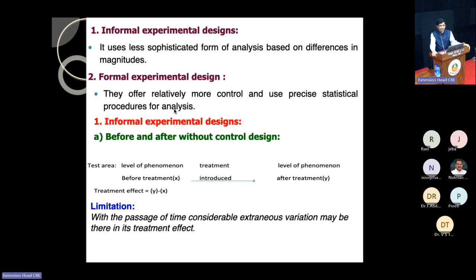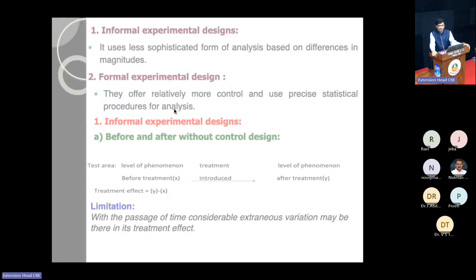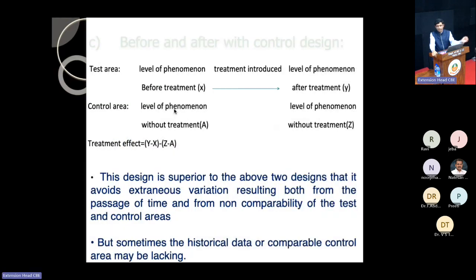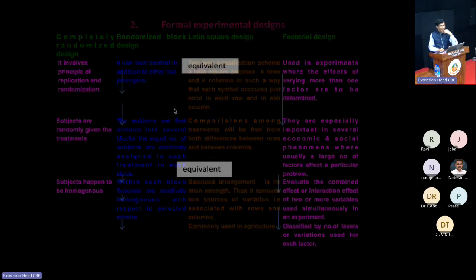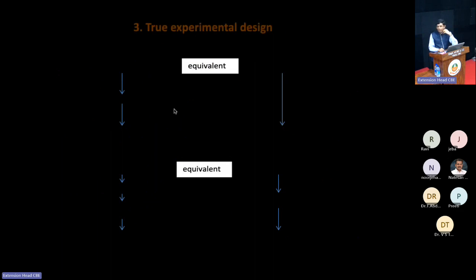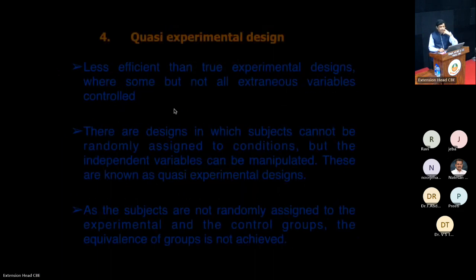Now, formal experimental designs. These are well used in other disciplines like medicine, or even in our agriculture, agronomy, soil science; they are well fit. Completely randomized, randomized block, Latin square, factorial design. The results are very accurate from those experimental designs. Next, the third one is true experimental designs. This can be possible in our behavioral sciences. They are doing it.